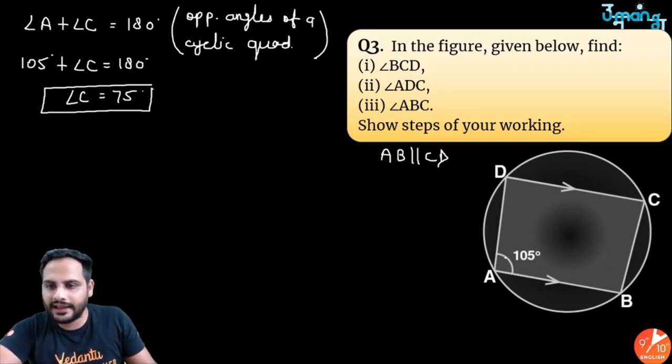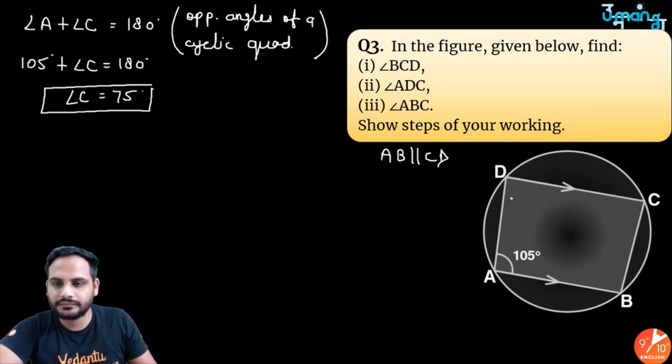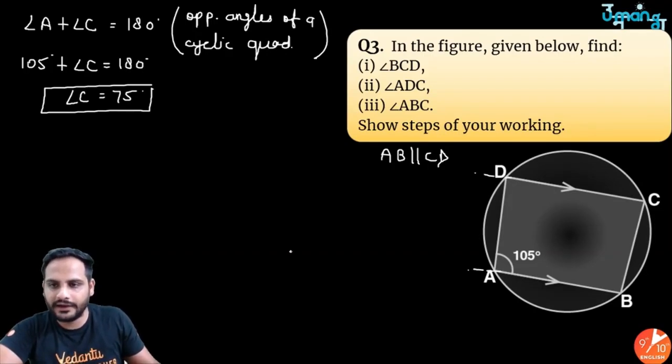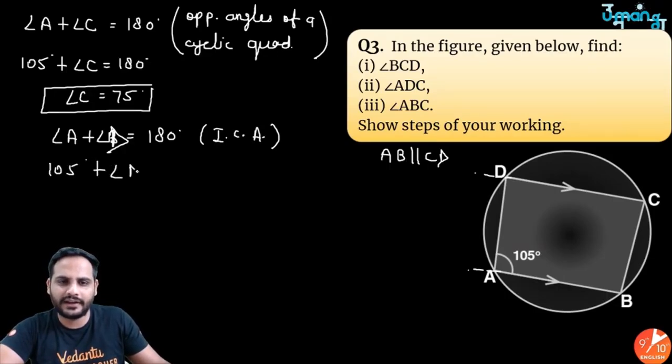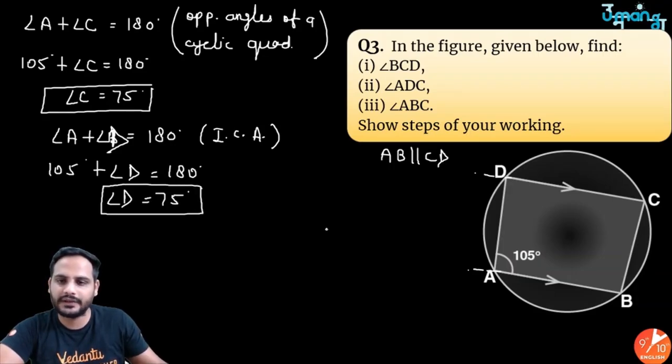Then I can say angle A and angle D will be interior consecutive angles, two parallel lines, right? So angle A plus angle D will be equal to 180 degrees. The reason is interior consecutive angles. So I can say angle A is 105 degrees plus angle D is equal to 180 degrees. You got angle D is equal to 75 degrees, right?